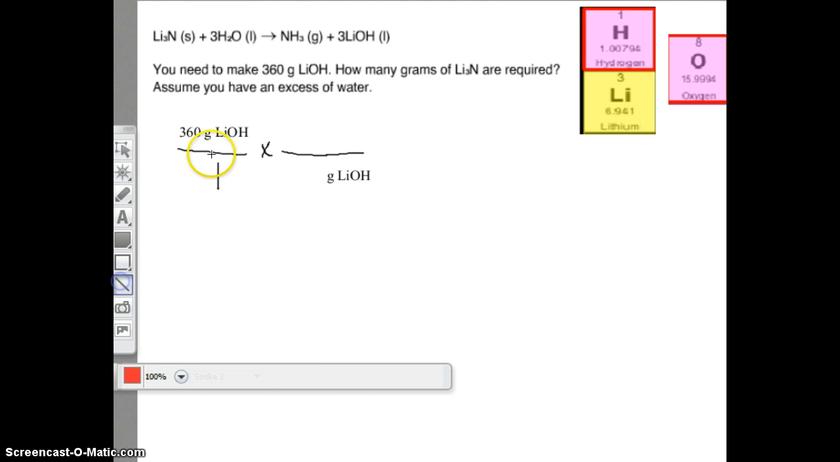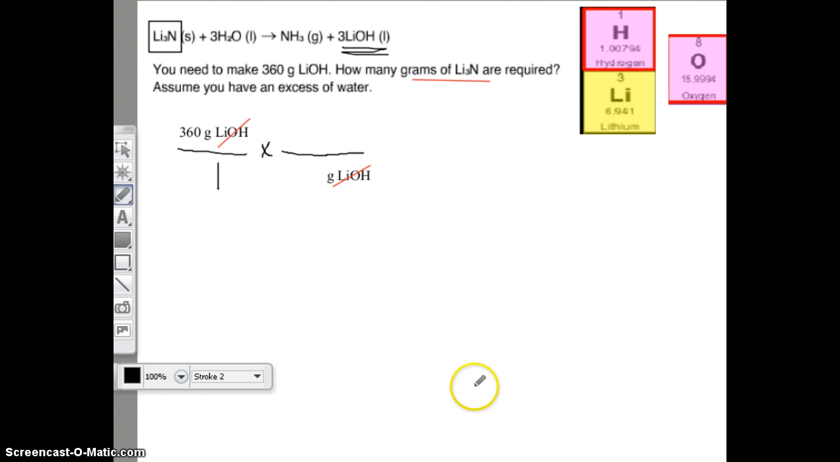Grams of lithium hydroxide. I get that crossed off. And then I stop and I say, okay, what am I going to? I'm going to grams of lithium nitride. So that's this one. And they gave me this one. All right, so I have to switch chemicals. How do I switch chemicals? The magic of the mole.